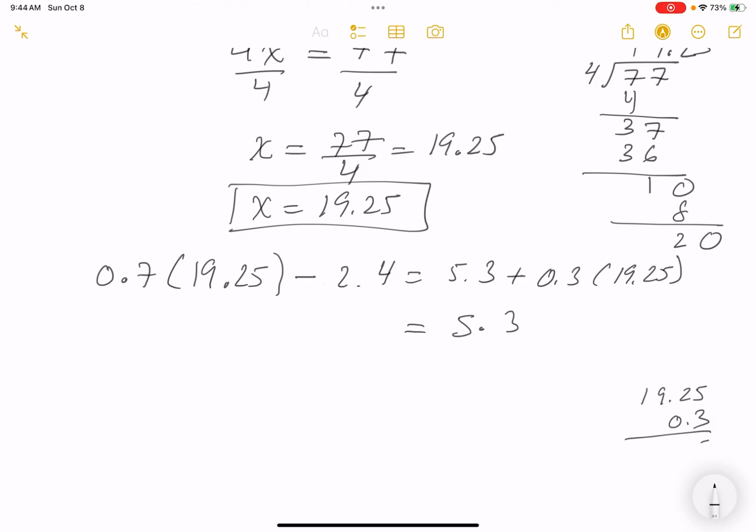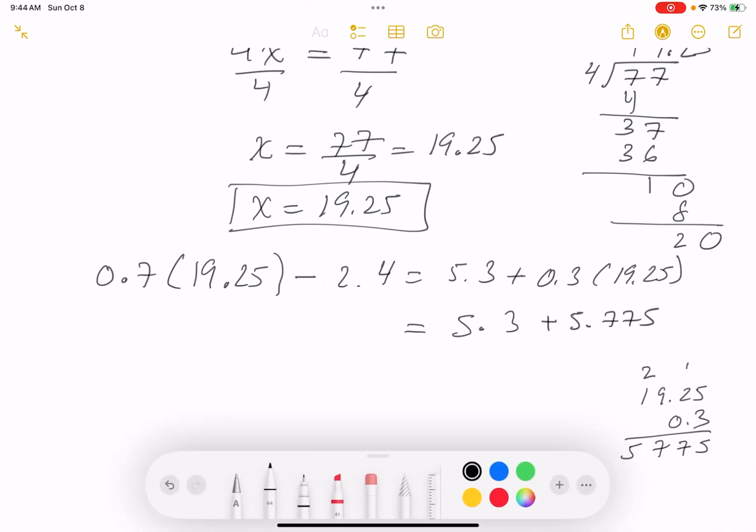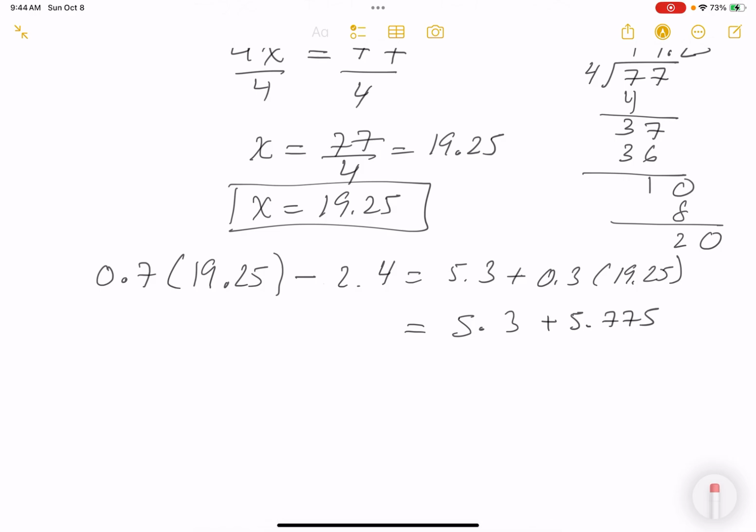Let's do that. 3 times 5 is 15. 3 times 2 is 6. 6 plus 1 is 7. Let's see. 3 times 9 is 27. And 3 times 1 is 3, and 3 plus 2 is 5. So what do you get there? You're going to get 5.775. All right, let me get my eraser out and erase some of that arithmetic now. All right. Let's hope you didn't make a mistake, right?